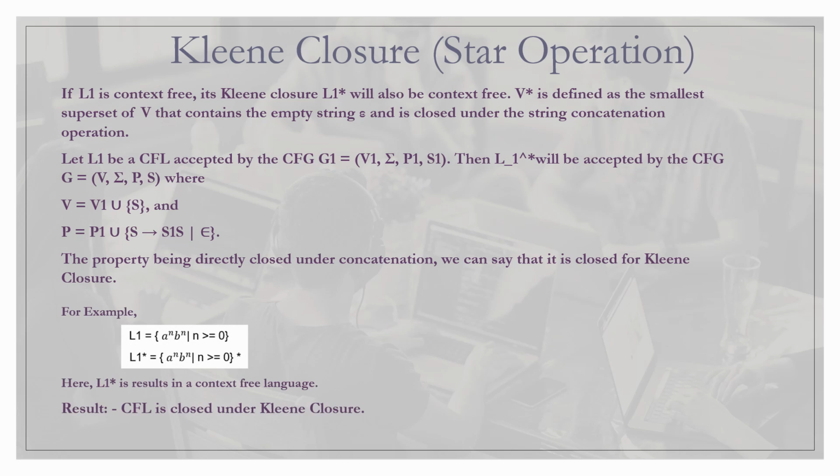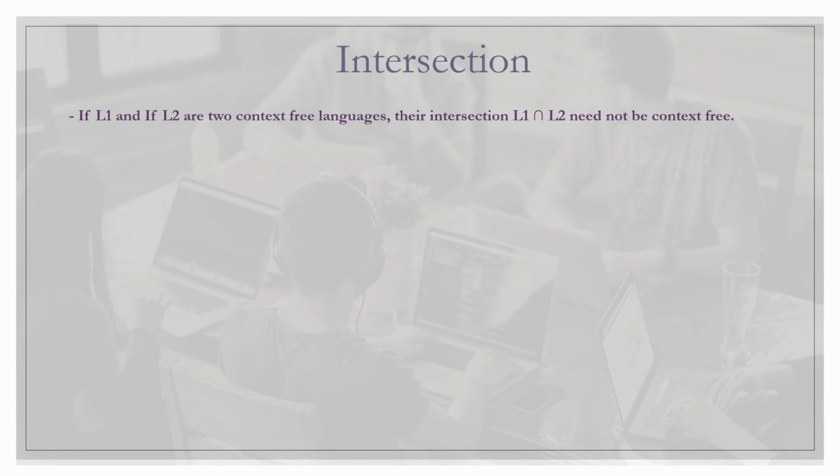For example, L1 represents a to the power n, b to the power n, where n is greater than or equal to 0. Then L1 star, that is L1 Kleene closure, will be a context-free language. We can say this directly because we just saw how it is closed under concatenation. Now, let's see some of the properties which are not closed under CFL.